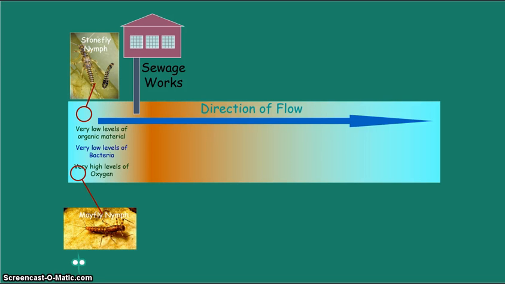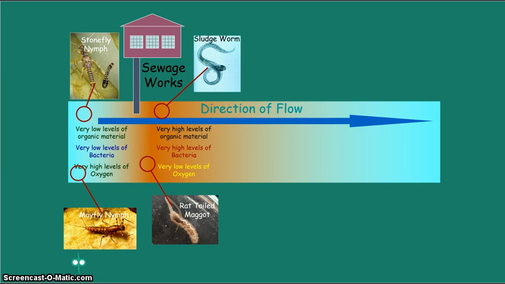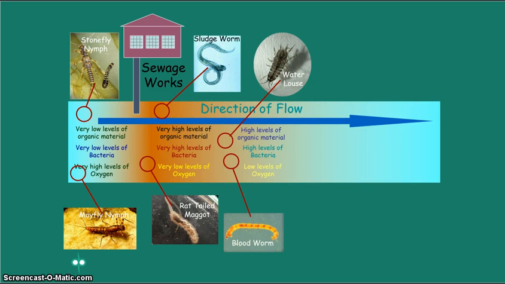Immediately as the effluent enters the river, there's a complete change in the organisms found, and we find organisms that are used to very dirty water, such as sludge worm and the rat-tailed maggot. Further downstream, as the effluent is being broken down by bacteria, we find now dirty water species, such as waterlouse and bloodworm.